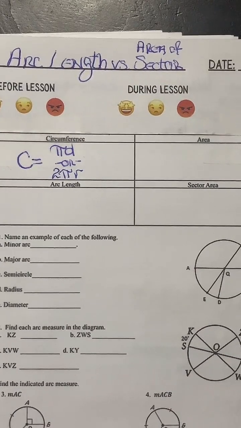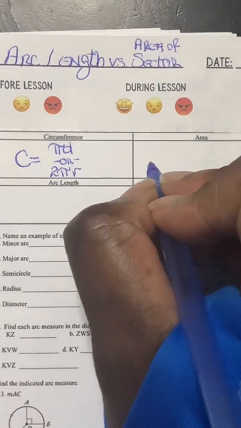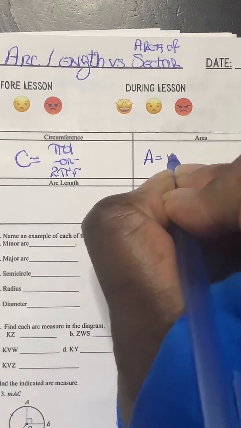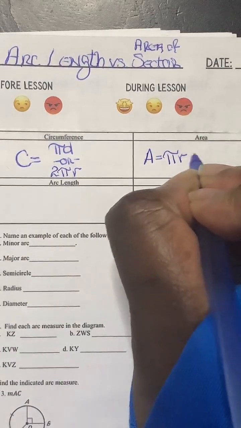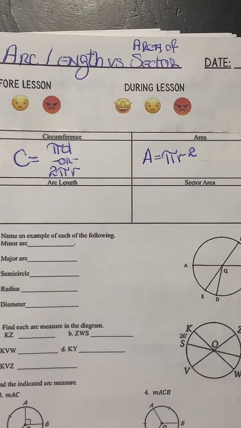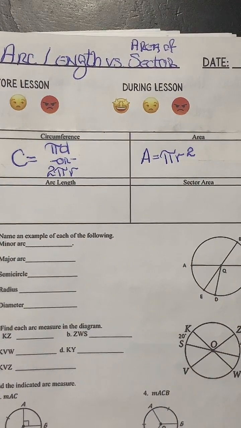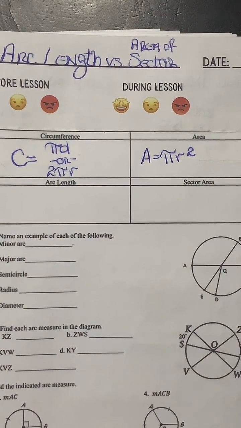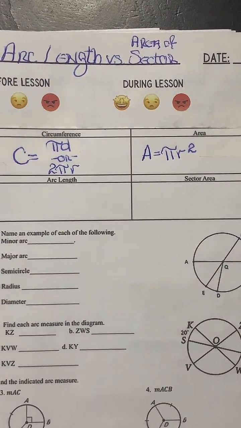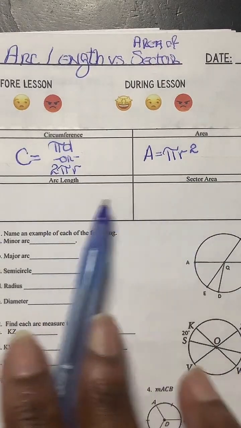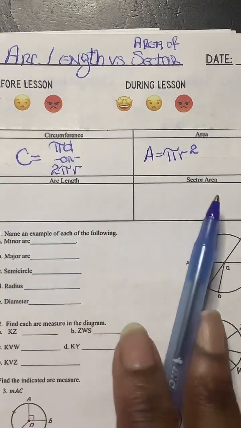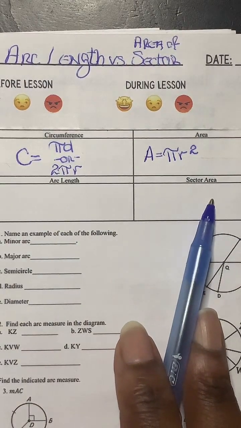Now, with the circumference, you also have the area. Area just has one formula: pi r squared. That is going to be your area of the circle, so what happens inside of the circle. The different things that we're going to see here are arc length versus the sector.